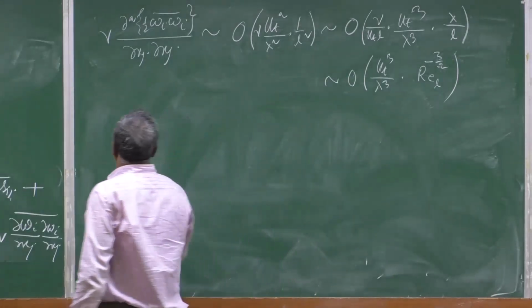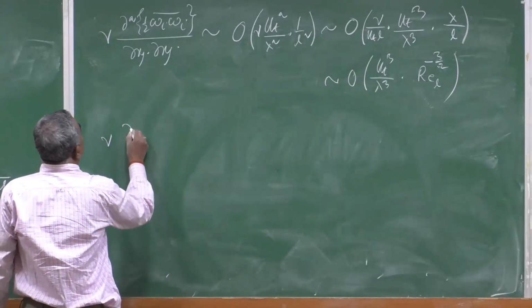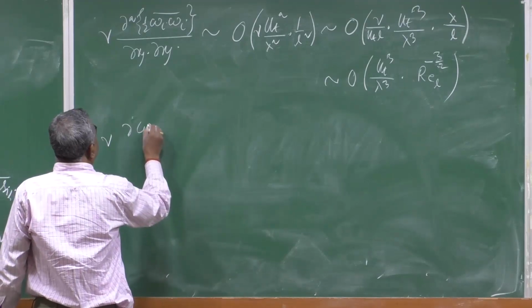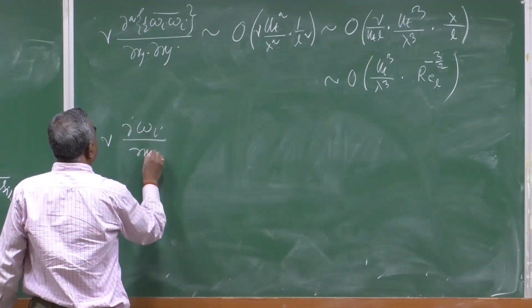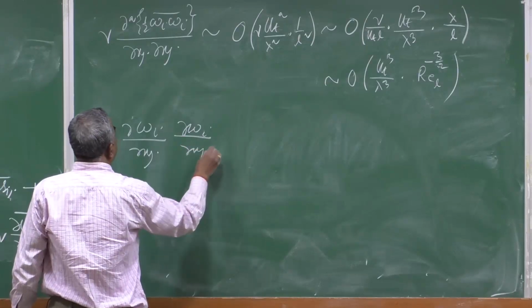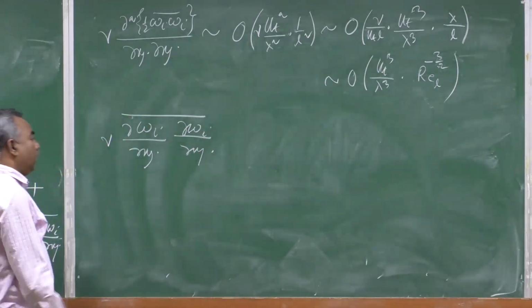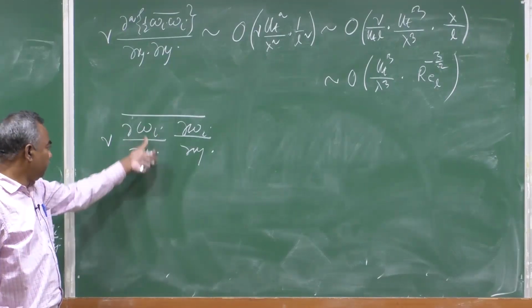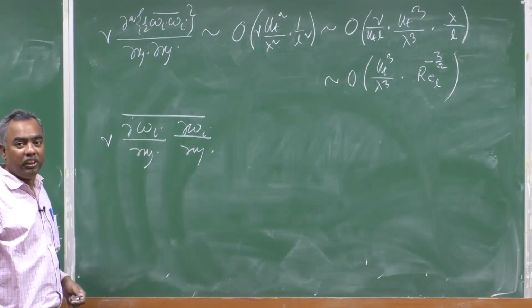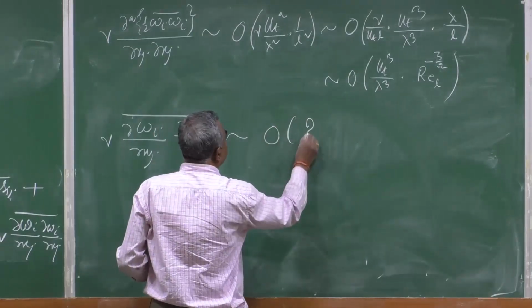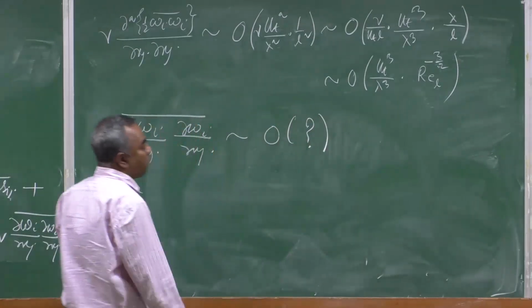And the last part, once again, is omega i del omega i by del xj, del omega i by del xj. Okay. Now, here we have a trouble, we do not know the order of magnitude of this gradient. Okay. So, what will be the order of magnitude of this gradient, we do not know. All right.